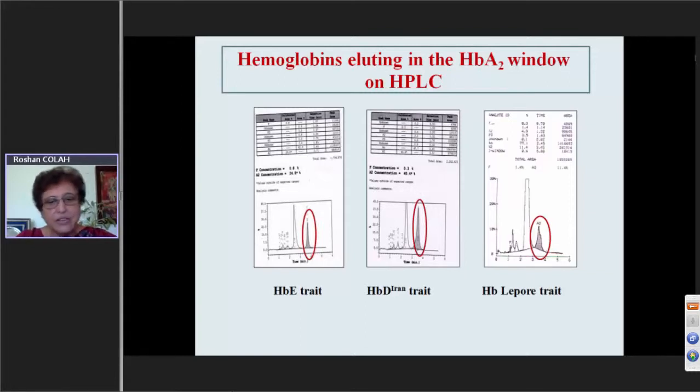Again, both these D and E can be differentiated by a simple hemoglobin electrophoresis, where hemoglobin E will move with hemoglobin A2 at alkaline pH, while D Iran will move with hemoglobin D.